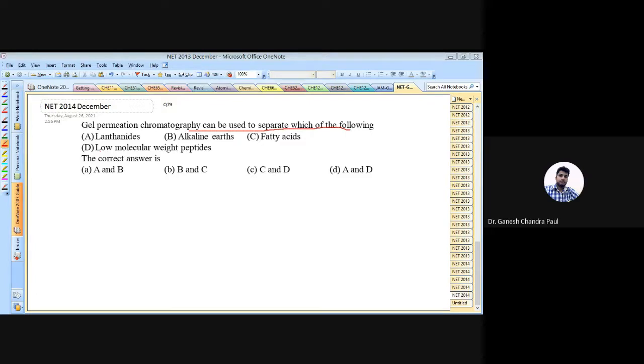So gel permeation chromatography is basically a size exclusion chromatography. Okay, that chromatography basically separates the analytes on the basis of size. So if you look at the fatty acid option, that will be the answer. If you look at options C and D, you can see the size difference in fatty acid and low molecular weight peptides is greater by using this. So I think option C is the correct answer. Okay, option C and D.